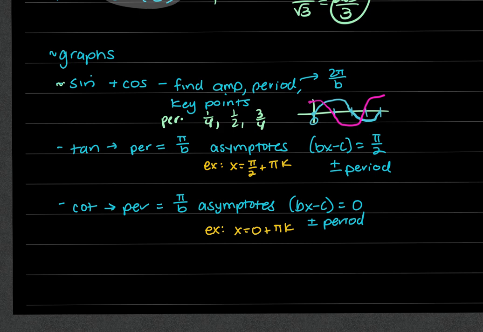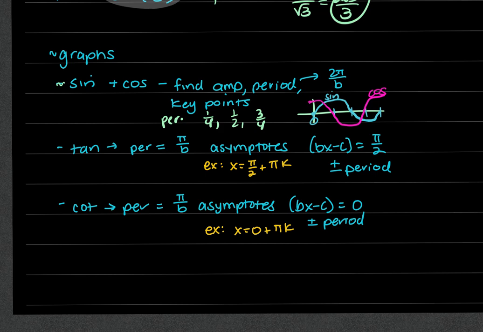So for the tangent graph, setting bx minus c equal to pi over 2 defines your asymptotes. You find A, because that's your quarter point and your 3/4 point, but it's not called an amplitude. You have to find asymptotes here. So we set what's in the parentheses, bx minus c, equal to pi over 2, and that's your middle asymptote. When it asks you to give the asymptotes, you give that one plus the period. In the normal case, the period is pi; if not, you're going to adjust the period.